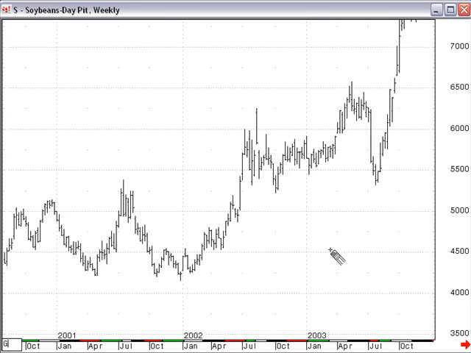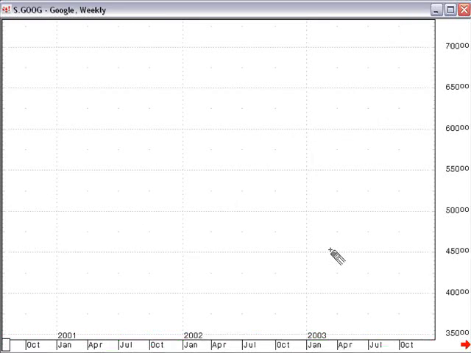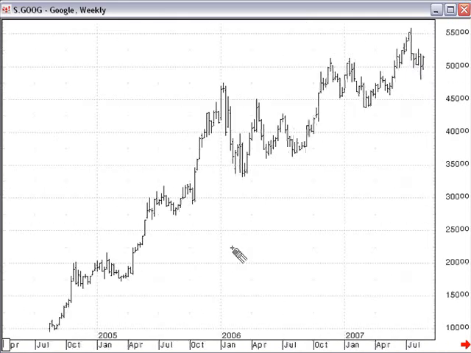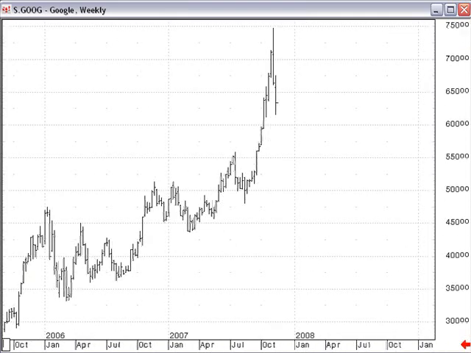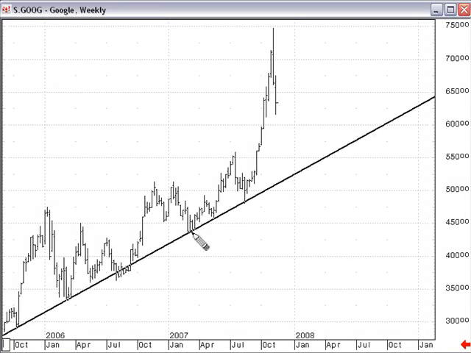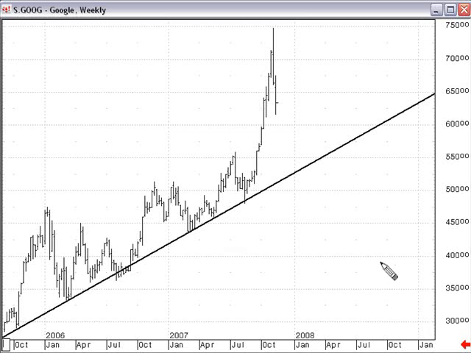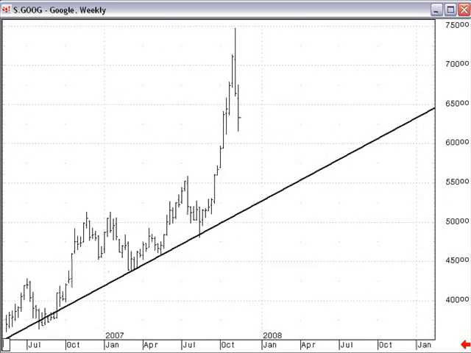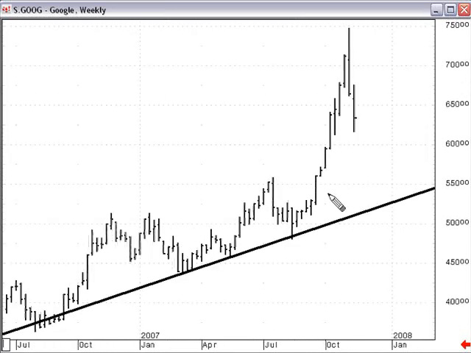Case in point, let me bring up another chart here. I'd like to show you a little occurrence back here. Now, we connected this low here to that low, and as you can see, let me expand the price chart out a bit, it provided support in Google for the subsequent advance, right here.